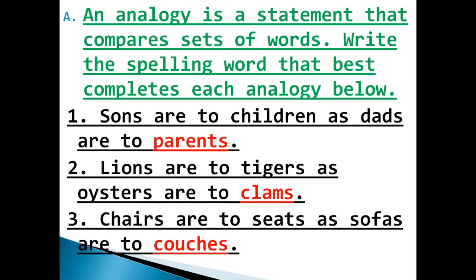Starting from part A, an analogy is a statement that compares sets of words. Write the spelling word that best completes each analogy below. So analogy means set of words. Number 1, sons are to children as dads are to parents. 2, lions are to tigers as oysters are to clams. So oyster and clams are both undersea animals.